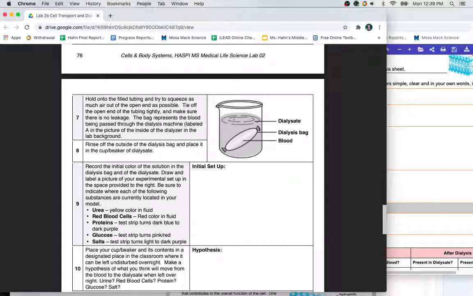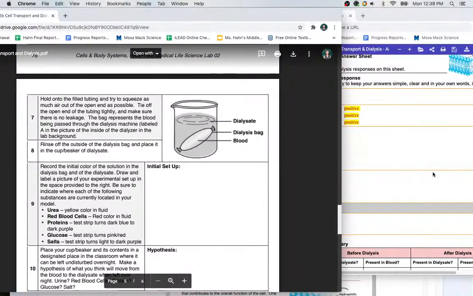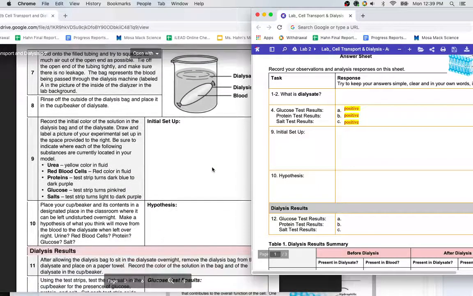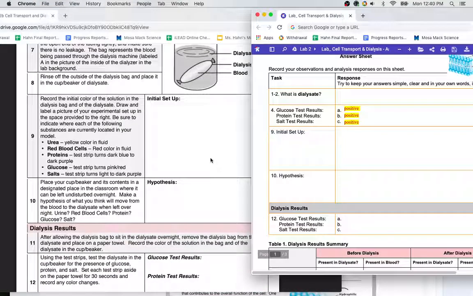Okay, this dialysate doesn't have anything in it. It's just water. Okay, so you're going to do your initial setup picture right here, and you're going to label everything that's inside the blood, and then we're going to go ahead and let it sit overnight and see which of these substances diffuse out of the blood into the dialysate.